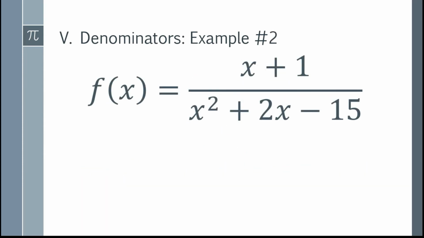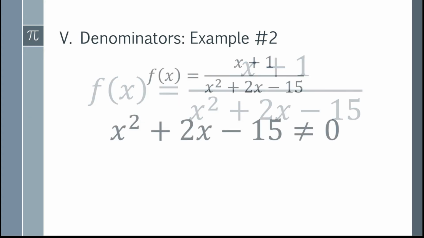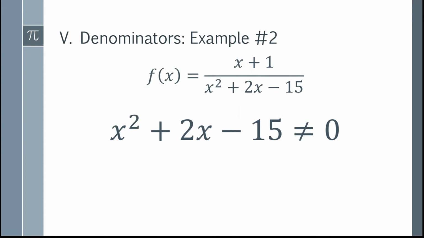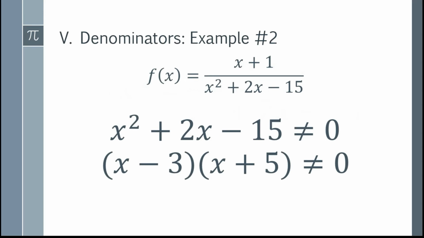Alright, denominators ulit tayo. Example number 2. F of x is equal to the... So, numerator natin, we have x plus 1. At sa denominator, x squared plus 2x minus 15. Okay, so we have a polynomial here. At kunin mo lang yun sa denominator at iset mo siya to not equal to 0. So, find mo yung values ng x. Factor mo siya. You have x minus 3 times x plus 5. At it should not be equal to 3 and negative 5.